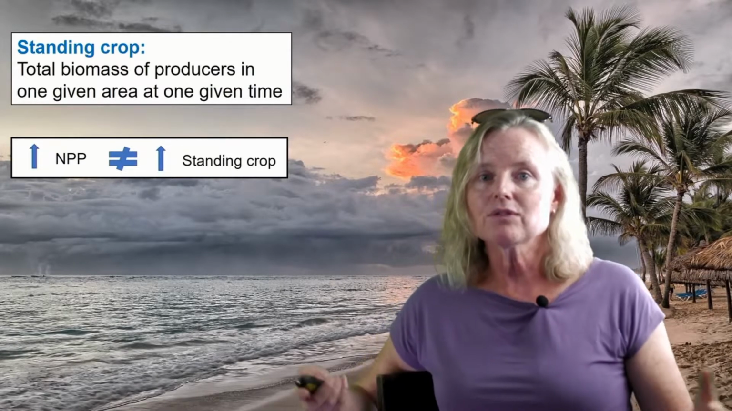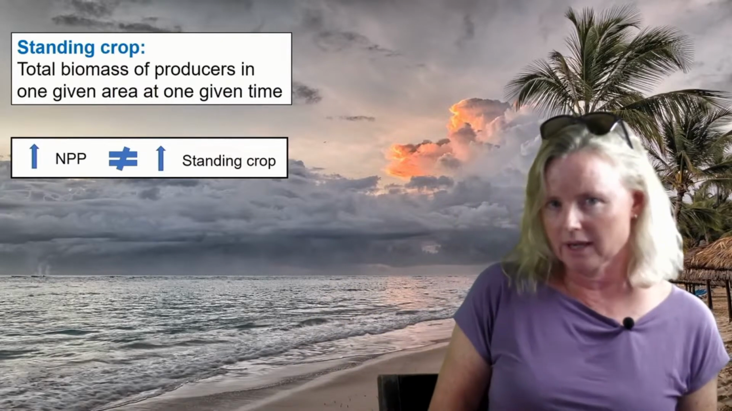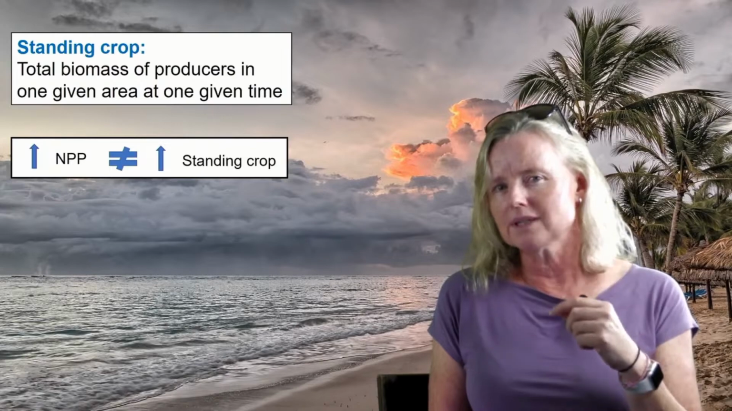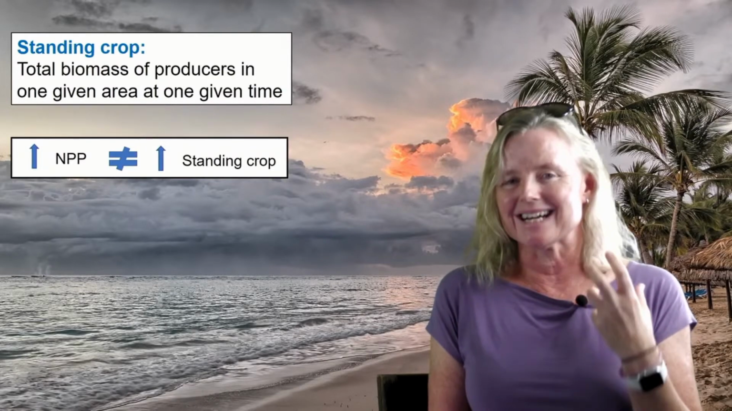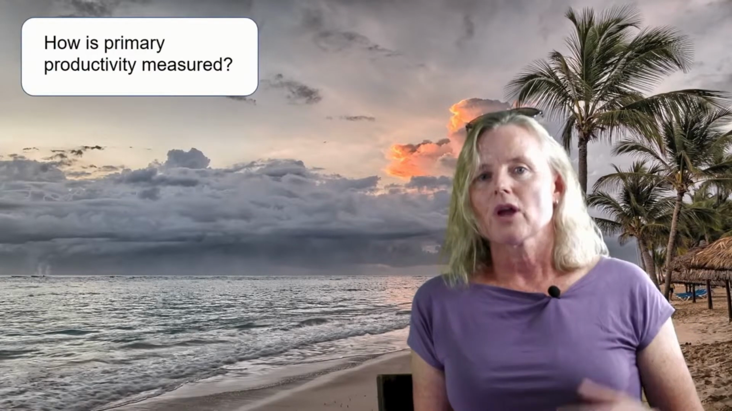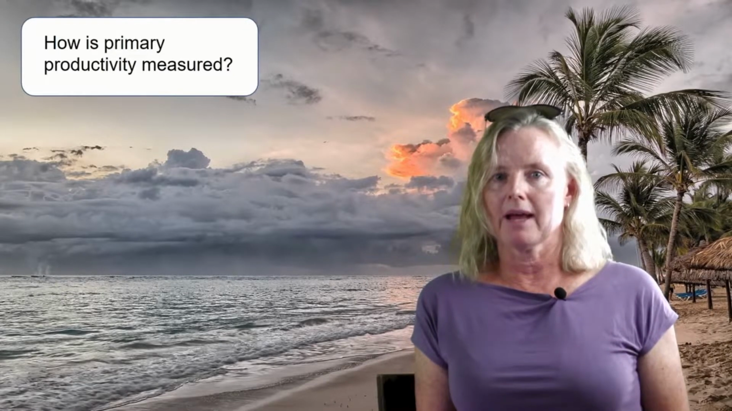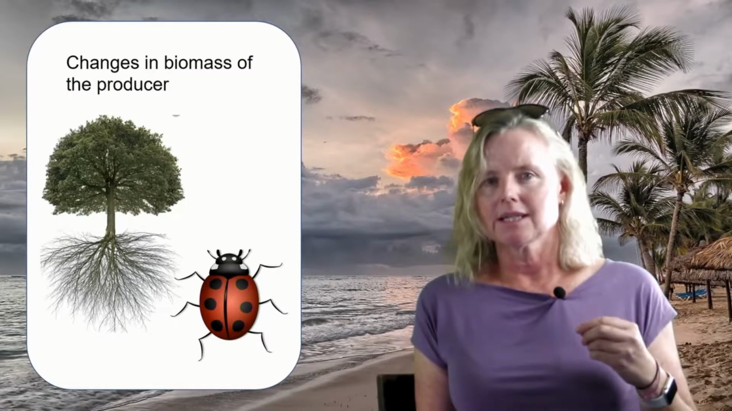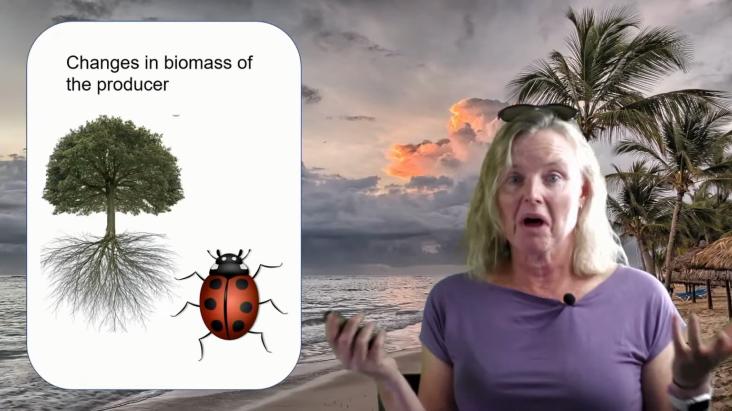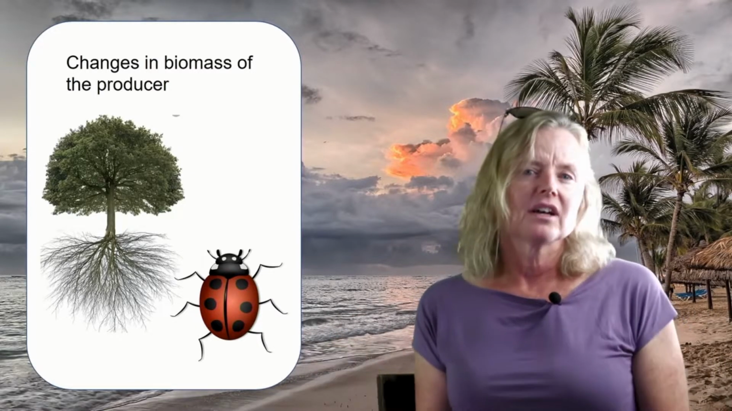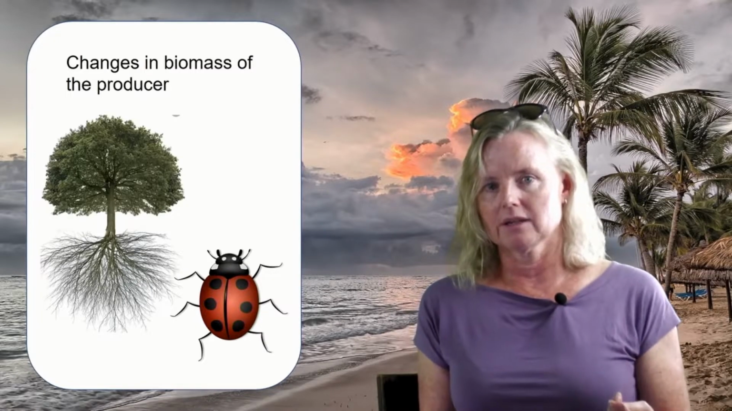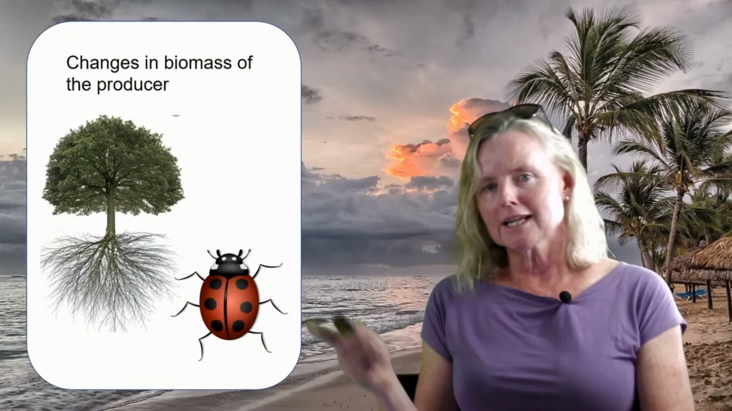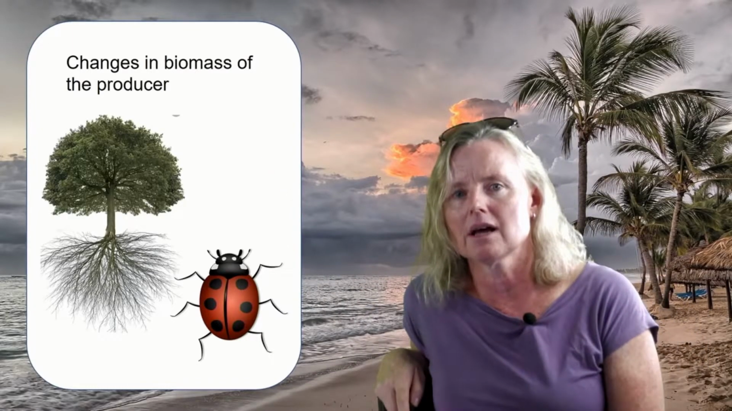Okay, now we've talked about how we can measure primary productivity. What you can do is pause this video for a moment to think about how it might be done. Okay, so hopefully you've thought a little bit about how that might be done. One of the first ideas you might have is actually just measuring changes in the biomass of the producer. And of course, this is a really great starting point, but there are a few limitations to this method, and hopefully you can get an idea of what they are by looking at this slide.